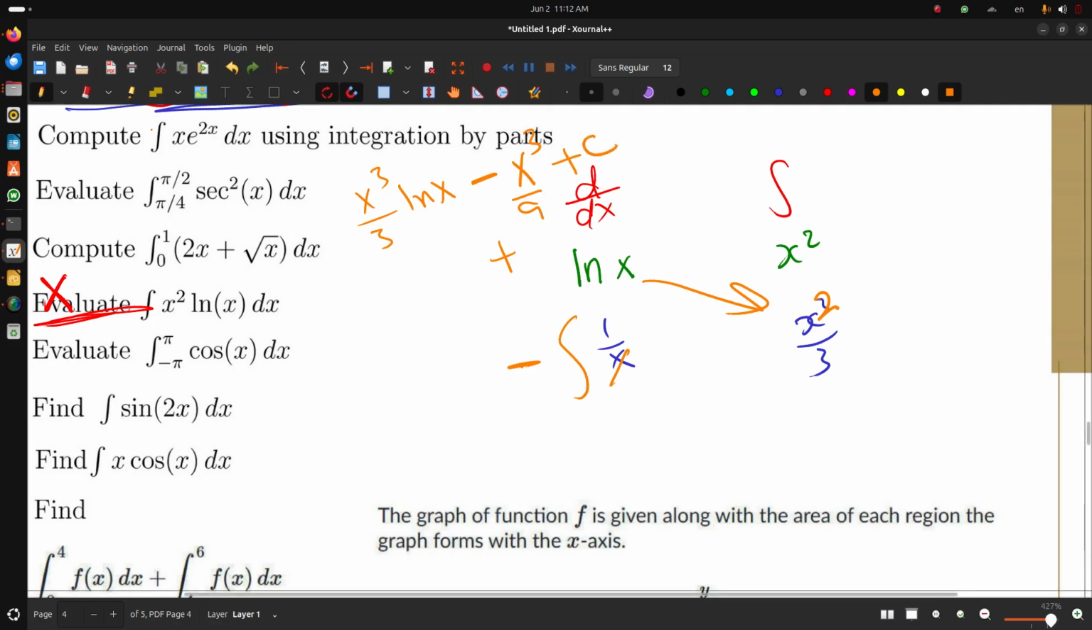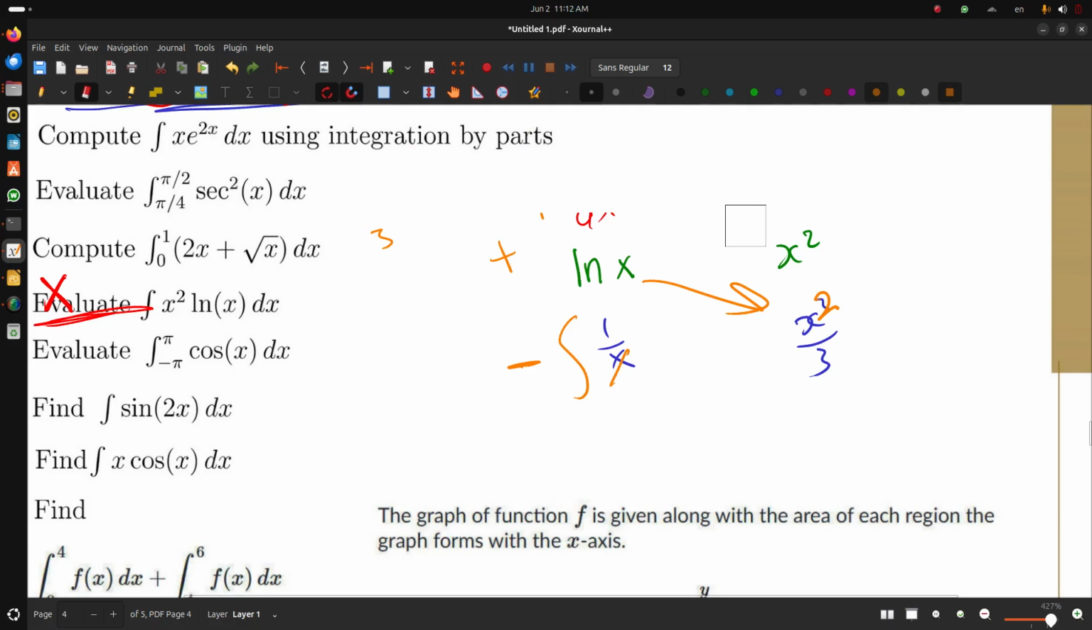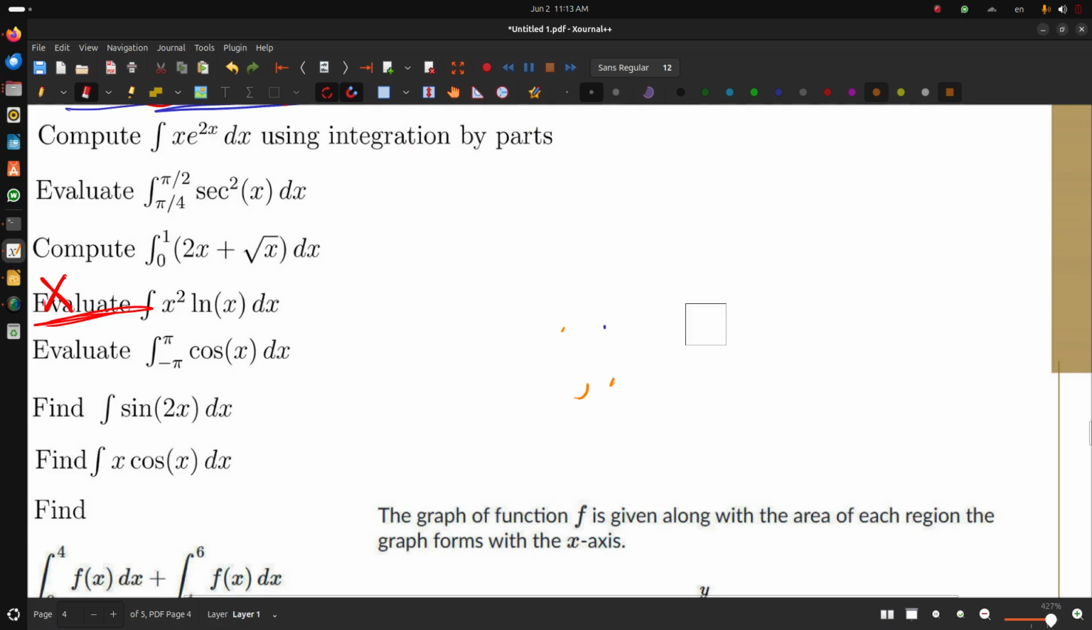Okay, as I told you, this one is not required in your exam. This one is not required in your exam. Just for curiosity, I have found the solution for this one.